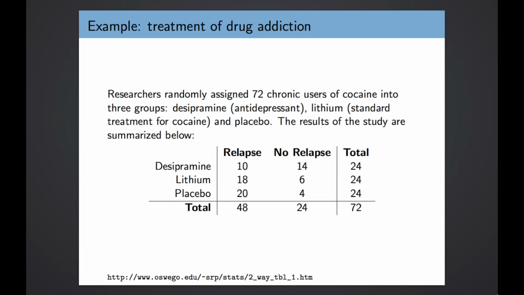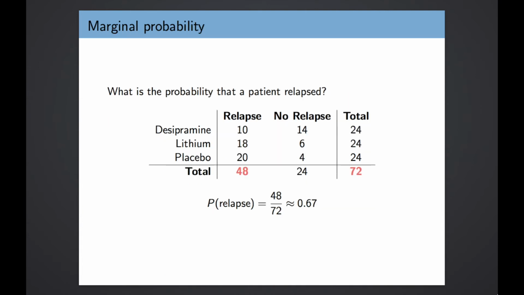In the desipramine category, 10 of the people treated with desipramine relapsed, 14 of them did not. 18 people treated with lithium relapsed, 6 did not. And 20 people that got the placebo treatment relapsed, whereas 4 did not. We can ask what the probability of a patient relapsing is. This is what's called a marginal probability. So the probability that a patient relapsed is the total number of patients who relapsed divided by all of the patients in the study. So 48 divided by 72 is about 0.67, about 2/3 of the patients relapsed.